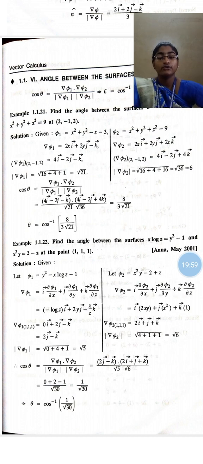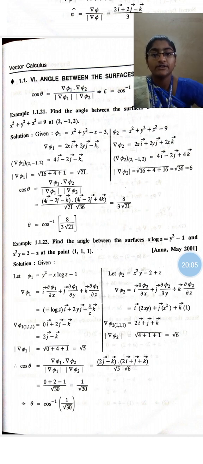So our formula for the angle between the surfaces is cos theta is equal to del pi 1 dot del pi 2 divided by modulus del pi 1 into modulus del pi 2. Substitute all the values here. Finally we get 1 by root 30. Then again we need to find the value of theta, which is equal to cos inverse of 1 divided by root 30.